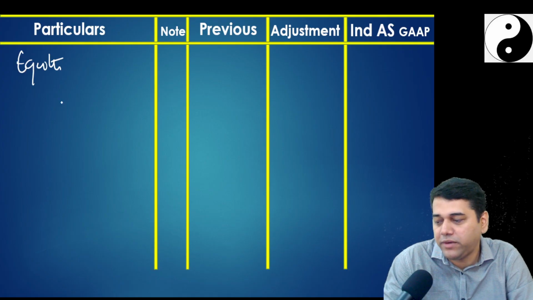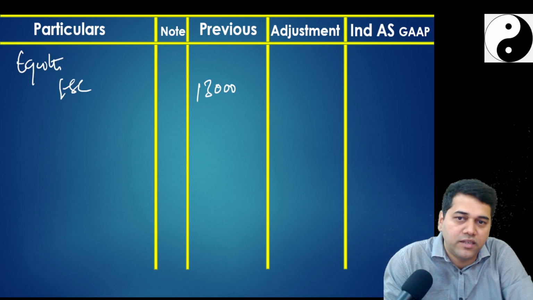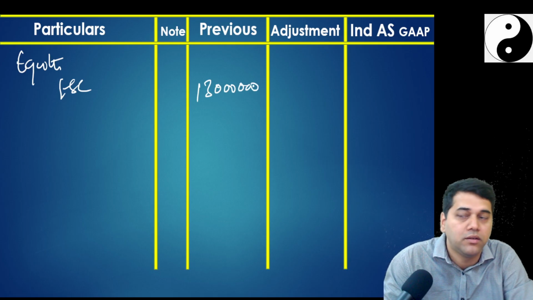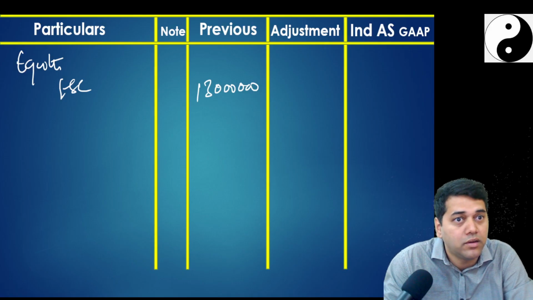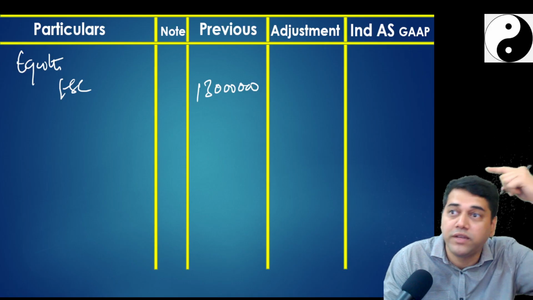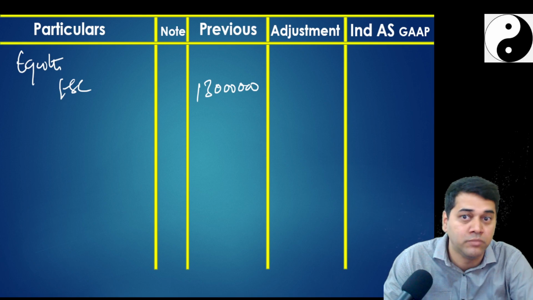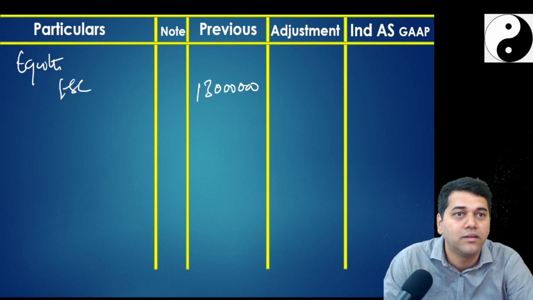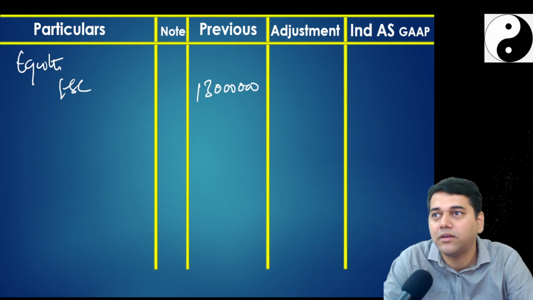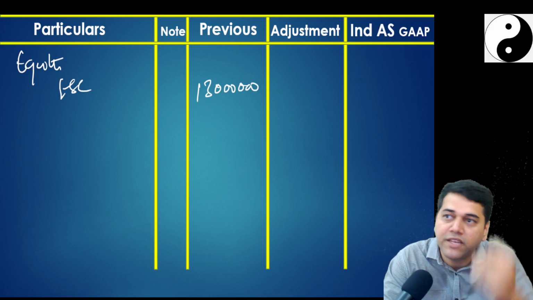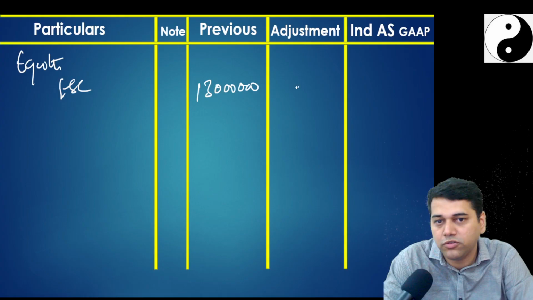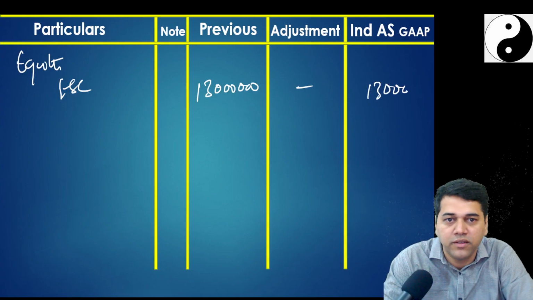How much is my equity share capital? 1 crore 30. Was there any adjustment? They can give that loan was treated as an equity there. You remember in the first question? That can come here. Then that loan, other equity, it is going to shift now. So there is no adjustment here, 1 crore 30.